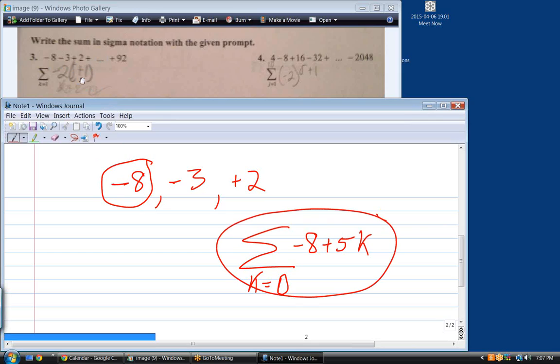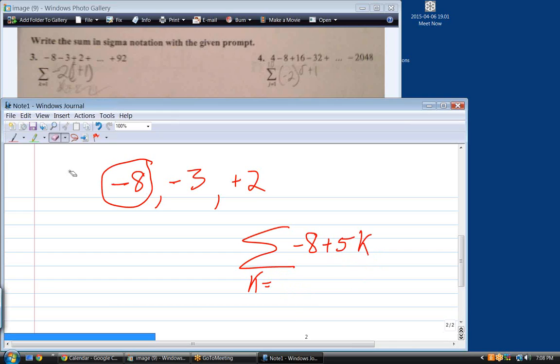I believe when k is 0, we have minus 8. When k is 1, we have minus 3. When k is 2, we have plus 2, and so forth and so on. So, in other words, this is somewhere near correct.